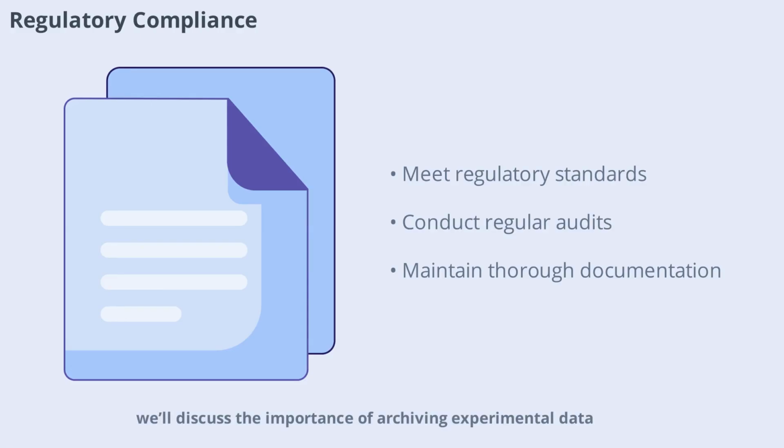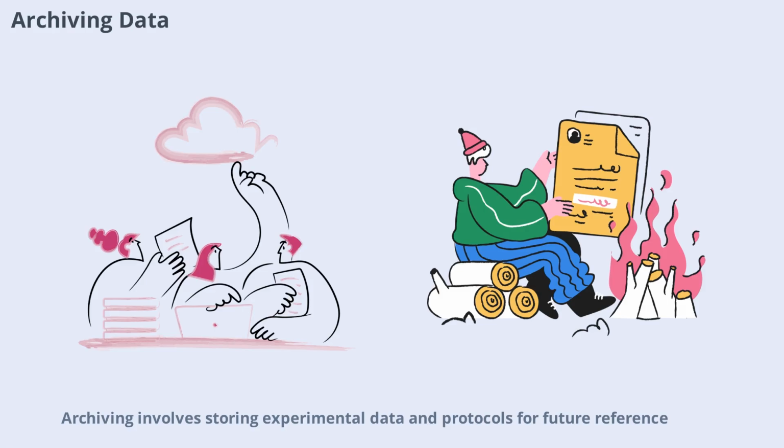Next, we'll discuss the importance of archiving experimental data. Archiving involves storing experimental data and protocols for future reference. Proper archiving ensures that data is accessible for verification, replication, or further analysis. Digital archives and secure storage systems are commonly used. Good archiving practices support transparency and long-term research goals.